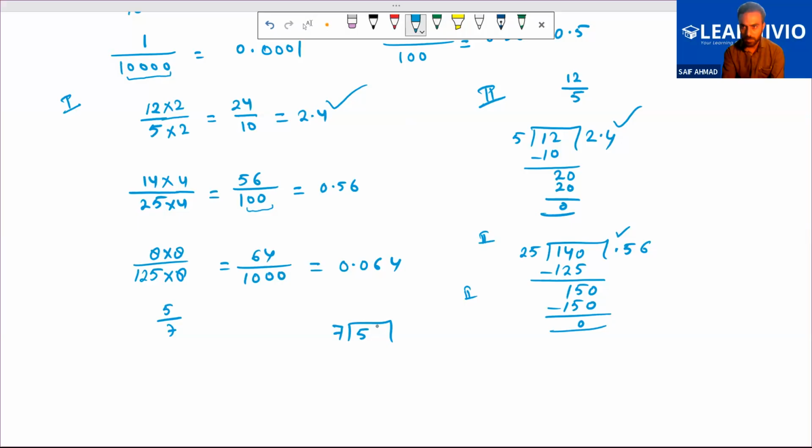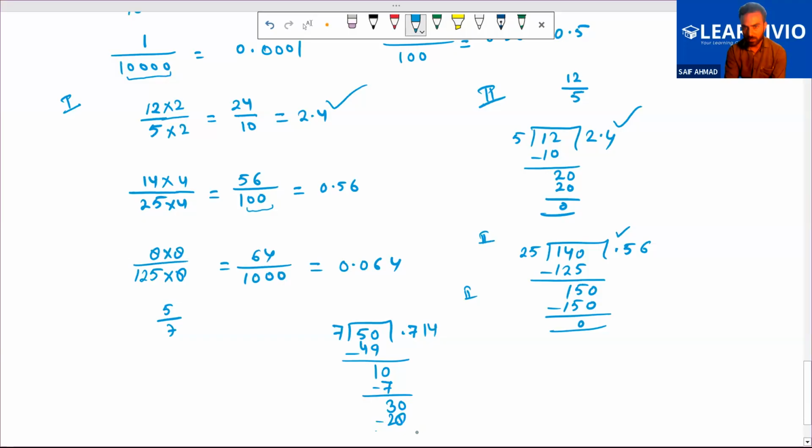Understood? Now put a zero here and make zero. Put a decimal and make zero, because 5 is less than 7. 5 cannot be divided by 7. We have to make zero by putting a decimal. Now 7 sevens are 49. 10 minus 9 is 1. Now make it 0. 7 ones are 7. 10 minus 7 is 3. Now make it 0. 7 fours are 28.